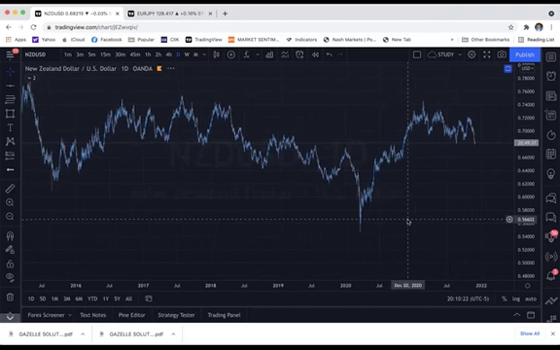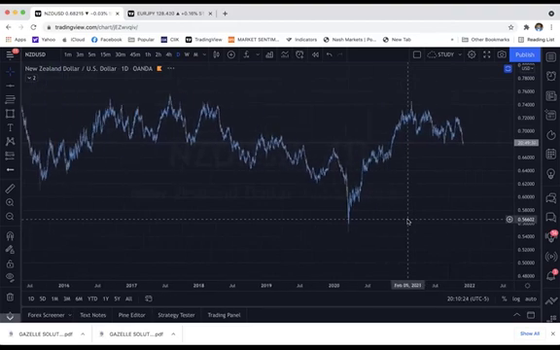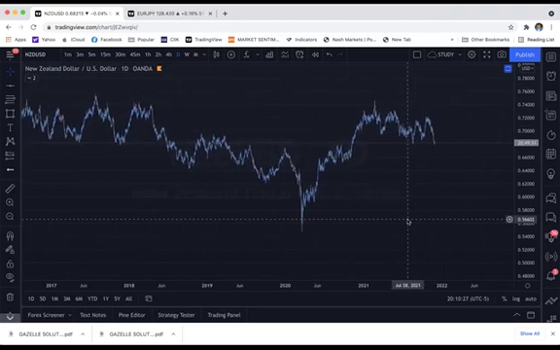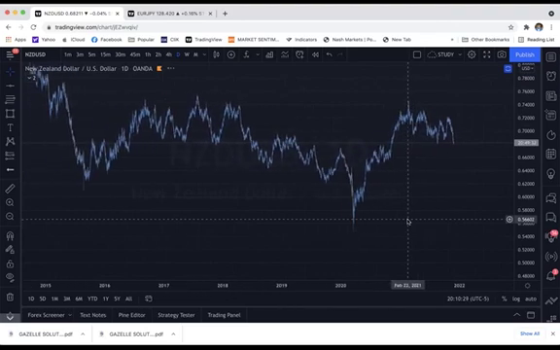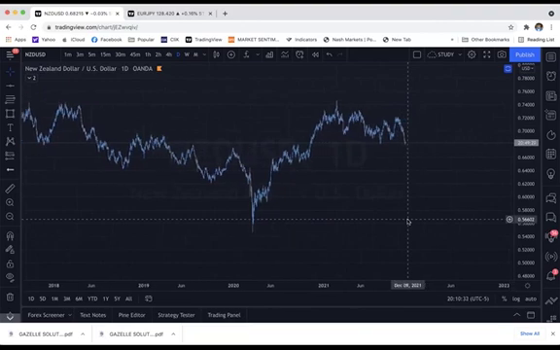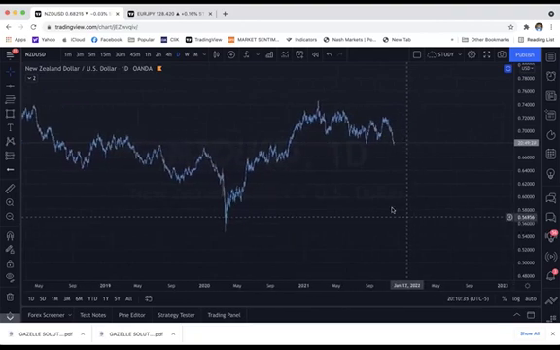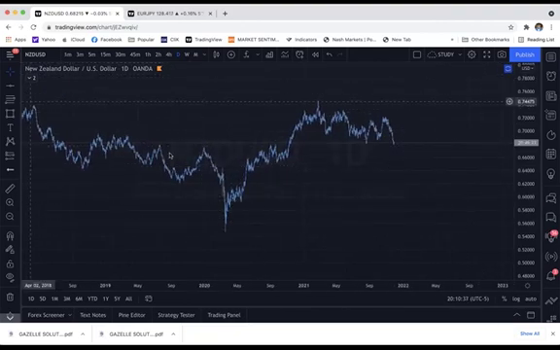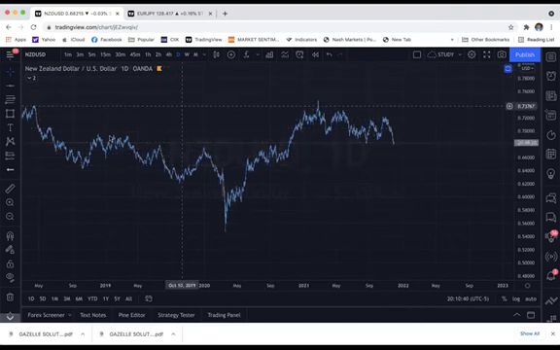And right here, we're on NZD USD. We're going to look at 4 pairs tonight. We're looking at NZD USD currently. Now, just looking at current price action, this current swing right here.